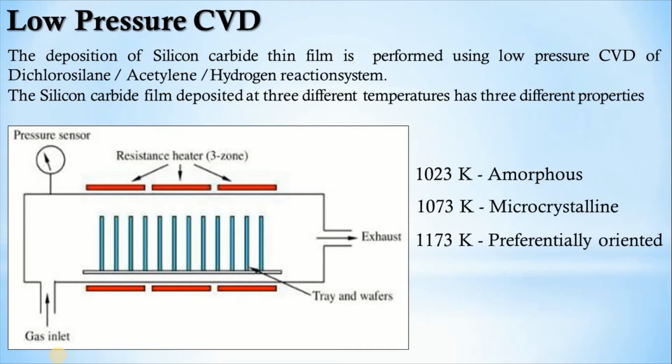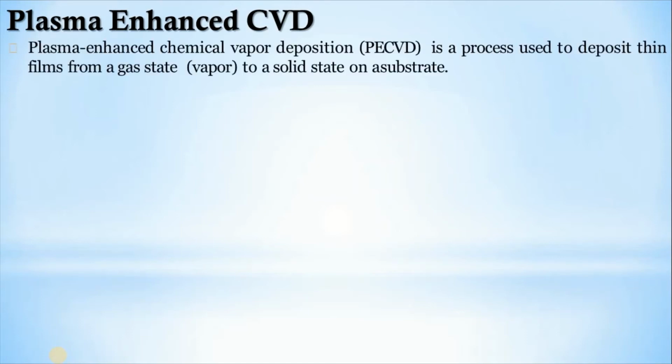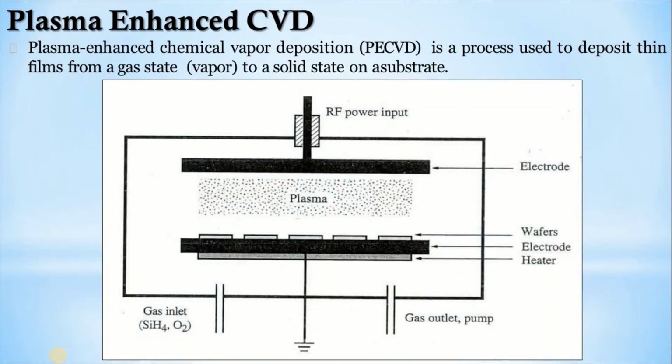Now, we are going to see the second type of CVD, that is plasma enhanced CVD. Plasma enhanced CVD is used to deposit silicon dioxide and amorphous silicon films, where the process is to deposit thin films from the gas state, that is vapor, to the solid state on the substrate. So this is the process.